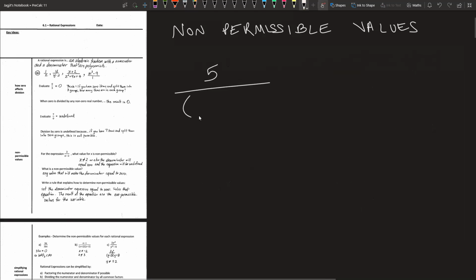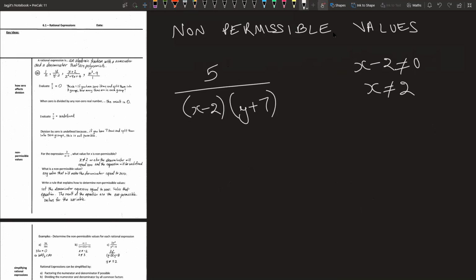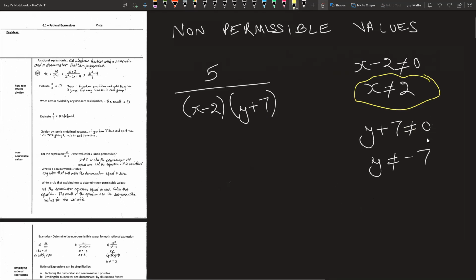What if I give you 5 over x minus 2 and y plus 7? So you're going to say first, x minus 2 cannot be equal to 0. When you isolate your x, you get x cannot be equal to 2. That's your first non-permissible value. Then you take your second denominator, which is y plus 7, and you say it cannot be equal to 0. So plus 7 goes to the other side, becomes minus 7. That's your second non-permissible value. So in this case, you have 2 non-permissible values because you had 2 factors in the denominator. Are you guys following it so far?